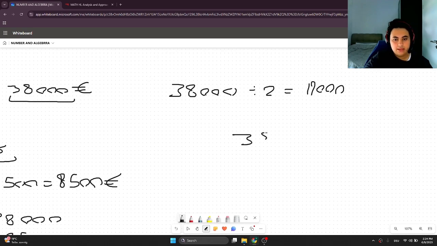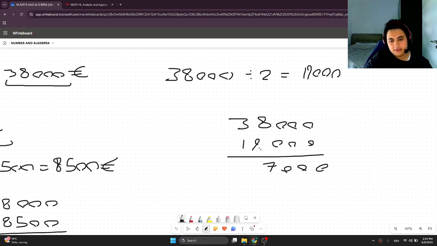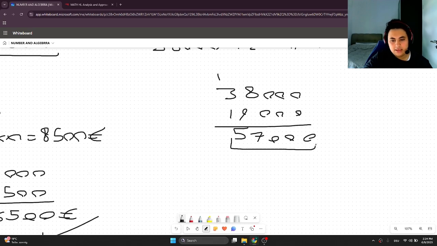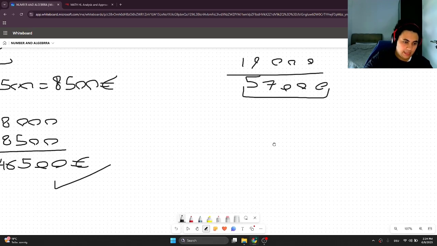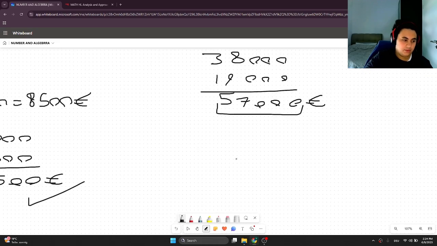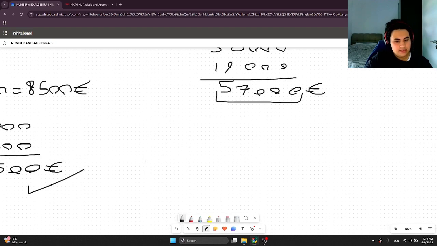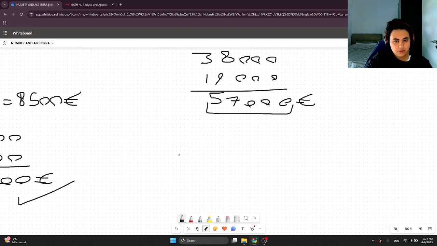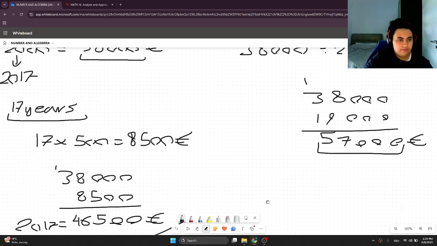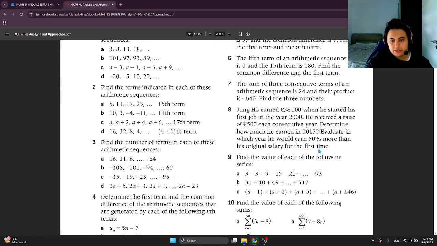So you take 38,000 and add 19,000 to it, which gives 57,000. So we need to see how many years it took him after 2017 to reach this salary, 57,000. We're starting at 38,000, his original salary.